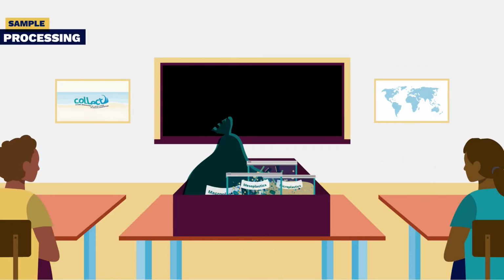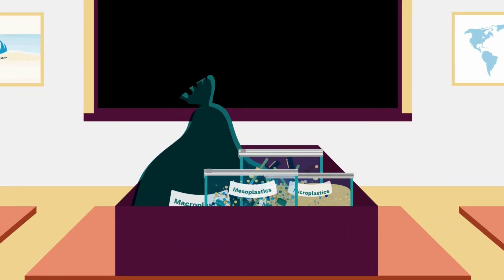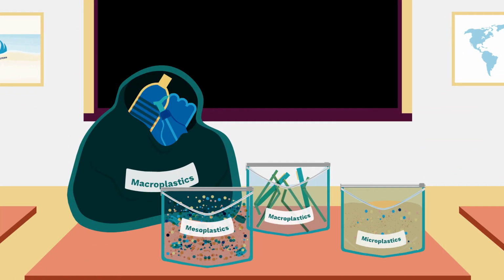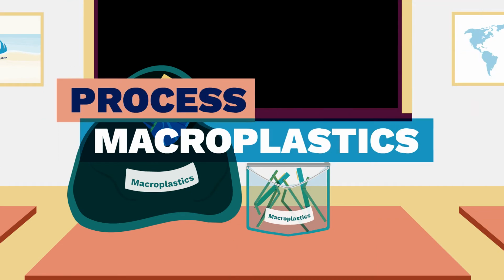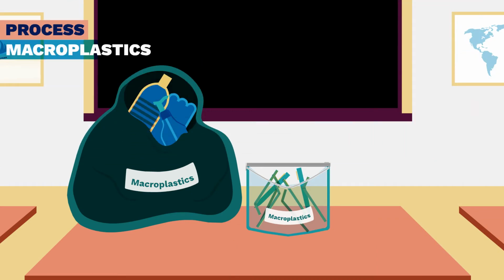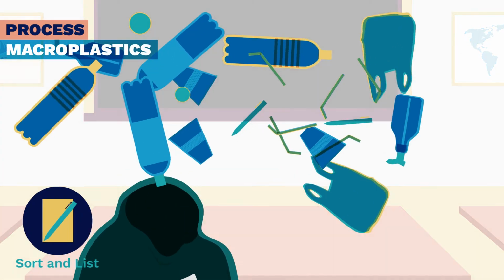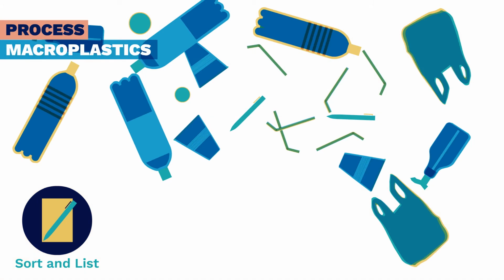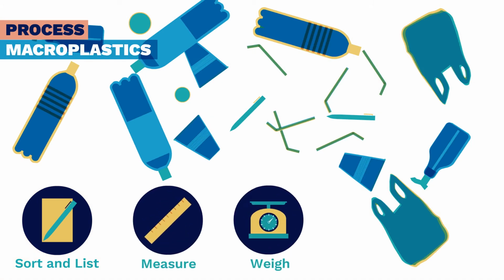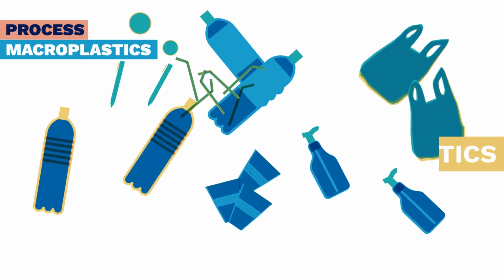Once you have all your samples, they need to be processed. Start by opening your bags to air dry for a week. After a week of drying, begin the processing. All large plastic items and particles need to be sorted, listed, and individually measured and weighed. Then display your collection and take a picture.